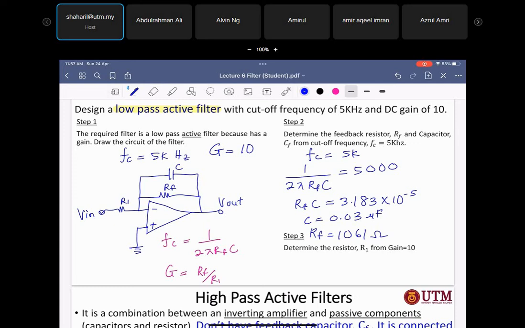And then from this one, you also can find RF over R1 equal to 10. So 1061 over R1 equal to 10. So R1 equal to 106.1 ohm. Okay, good. Thank you, Johnny. All right, so we have calculated all these values for our low pass active filter.